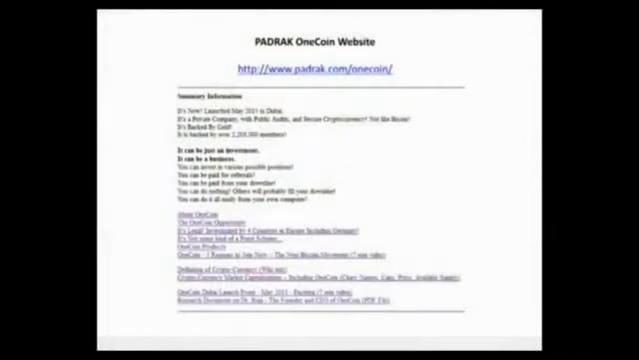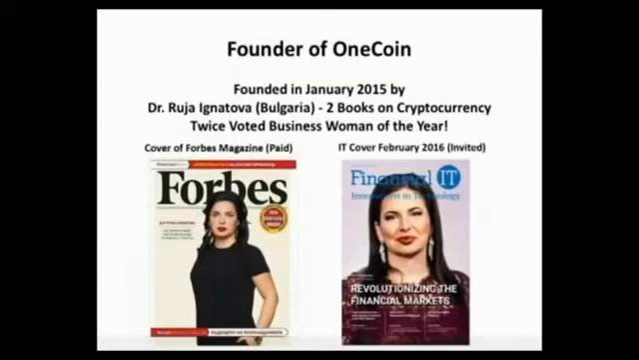Okay, going back to our slides. This is now going into the Padrak OneCoin website. This is just a screenshot showing you it's very simple, easy to read. And the next slide. Now, we want to talk a little bit about the founder of OneCoin.